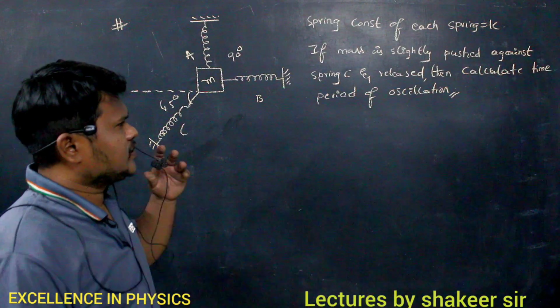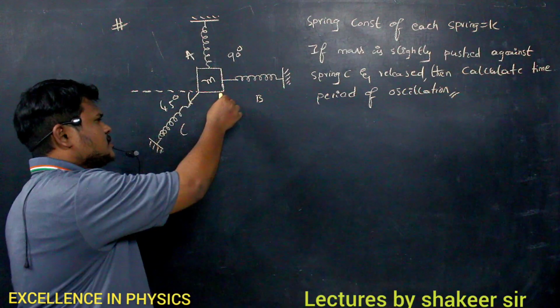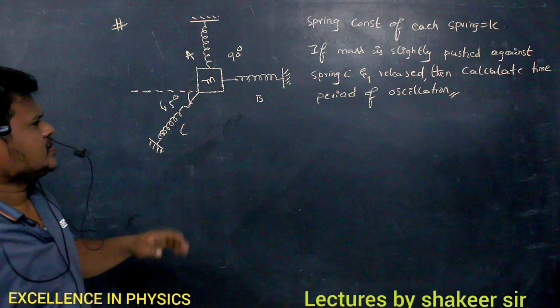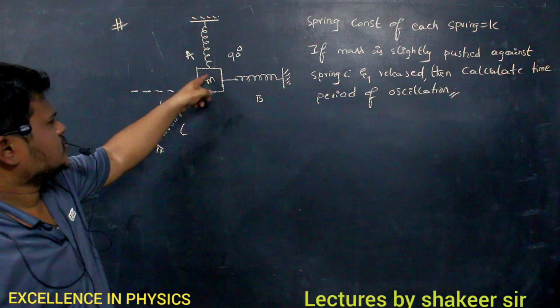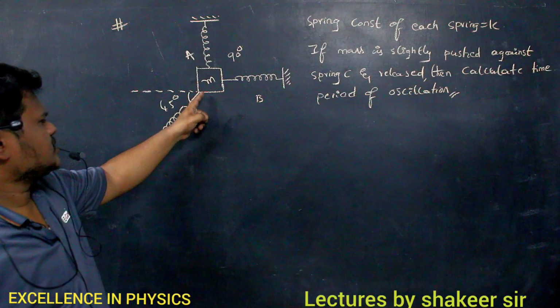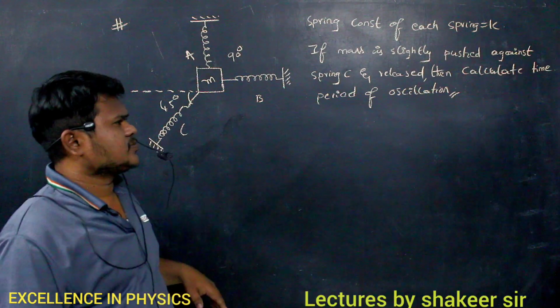Dear students, now let us see this question. So this is the given arrangement. This mass is attached to two springs, and each spring has a spring constant of k. The two springs are separated by an angle of 90 degrees, and with respect to the horizontal, this spring is at an angle of 45 degrees. So this is the given arrangement.